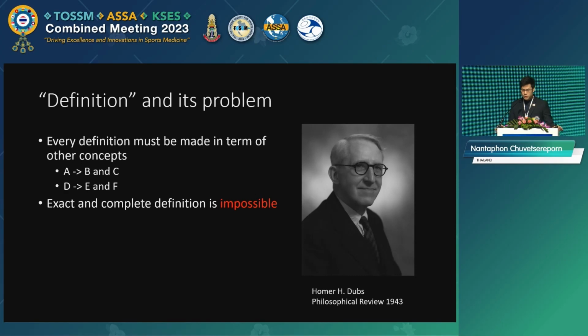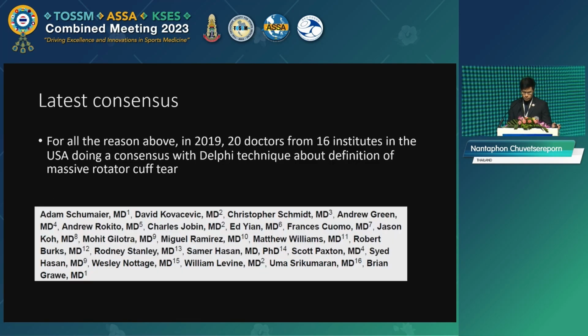For all the definitions and still no universal consensus, maybe the problem is not the definition of massive rotator cuff tear. Maybe it's from the word's definition itself. Because every definition must be made in terms of other concepts, it's impossible to define anything perfectly. The best we can do is try to find the most acceptable definition.